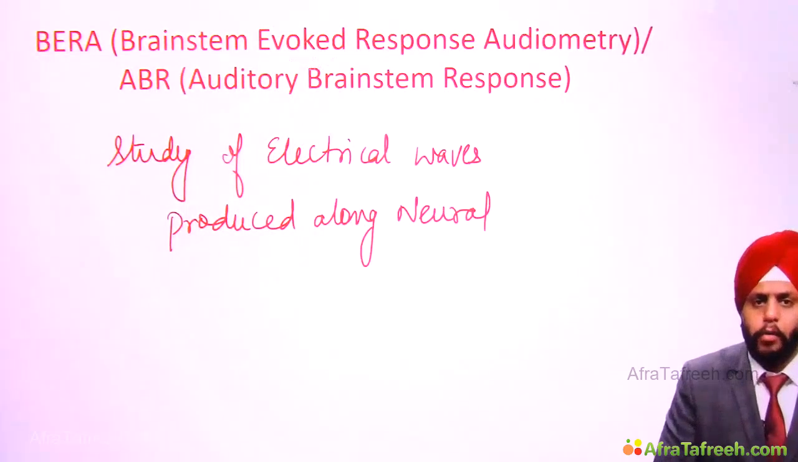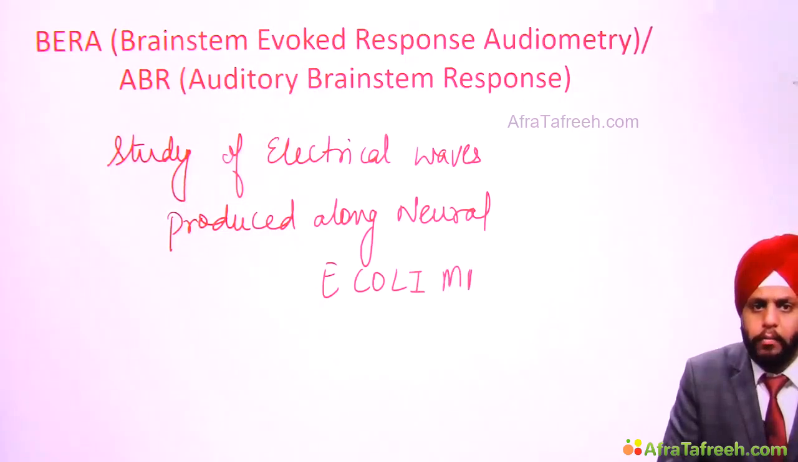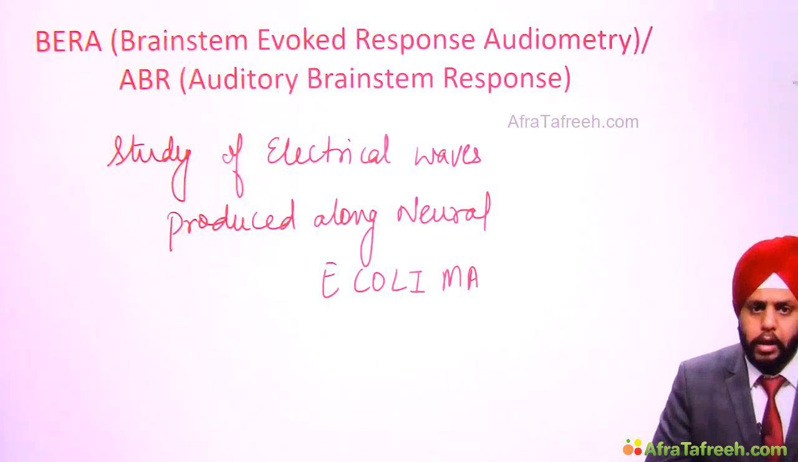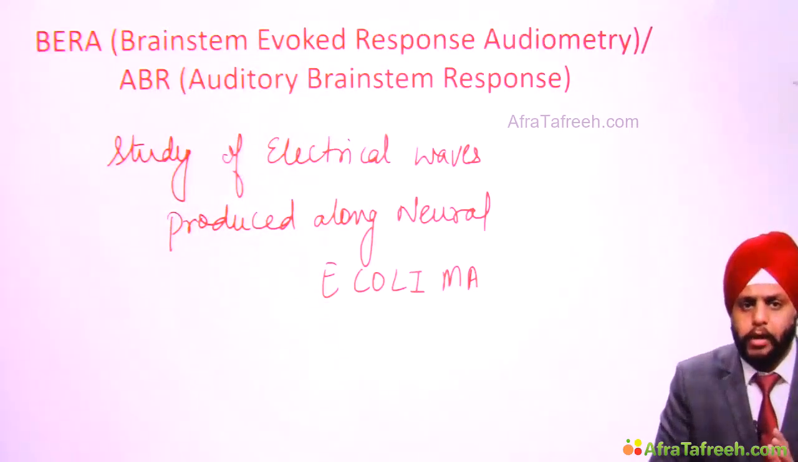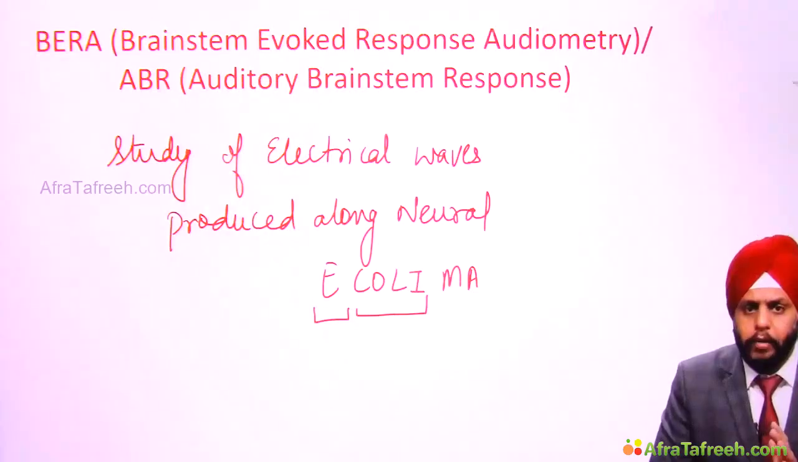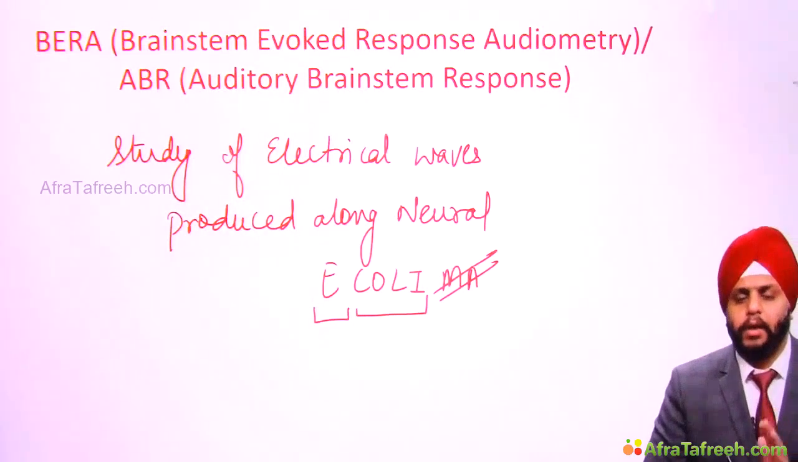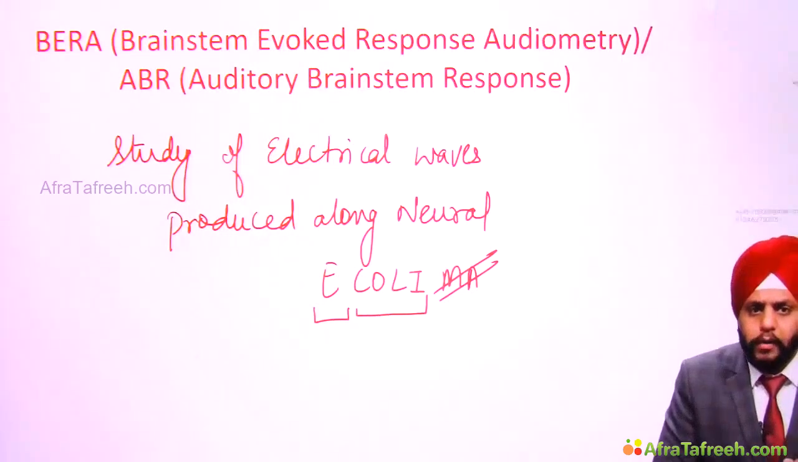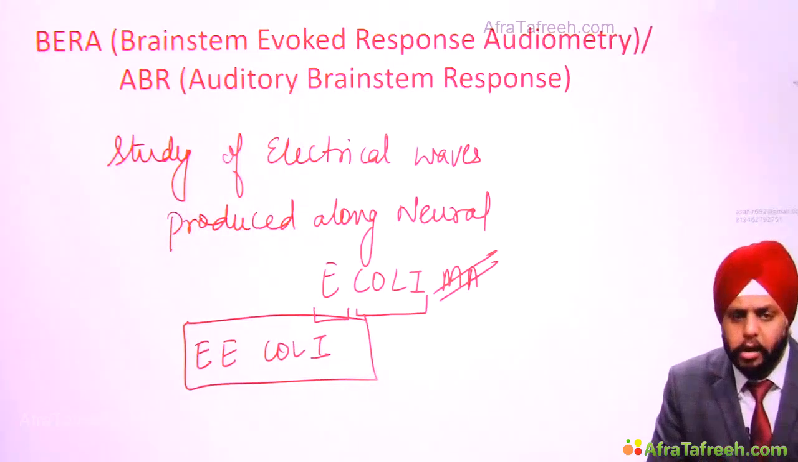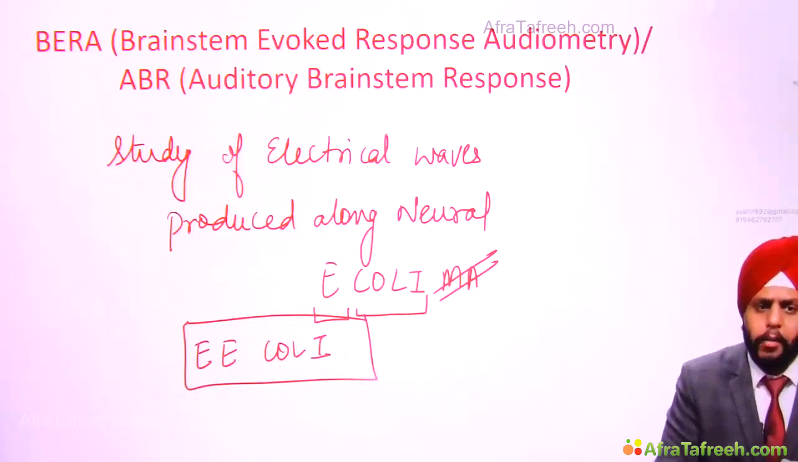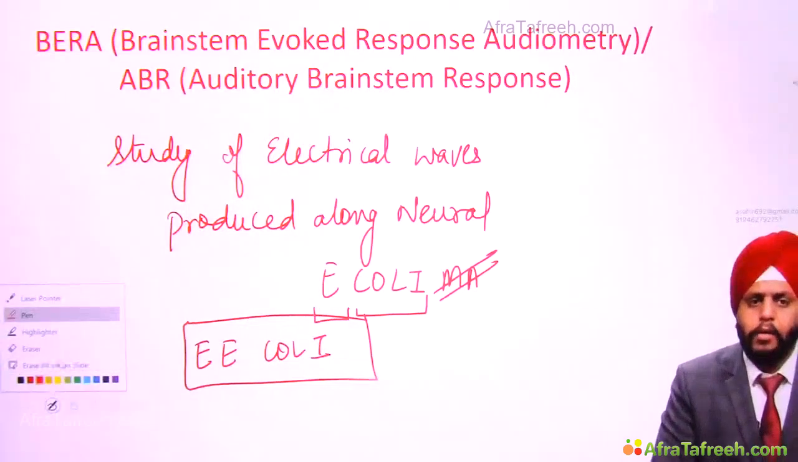So what is this neural pathway mnemonic? The neural pathway mnemonic is E. coli ma. Right? Okay. Now, this study is only of the brainstem. So you see, till the brainstem we have to study. So we study the nerve, we study the brainstem, we are not studying the cerebrum. So you can remove the ma. And the mnemonic for BERA, therefore, is double E. coli. Why? I will tell you in some time. It is not E. coli. E. coli ma was the mnemonic for the neural pathway. The BERA mnemonic is double E. coli. Right? Okay.